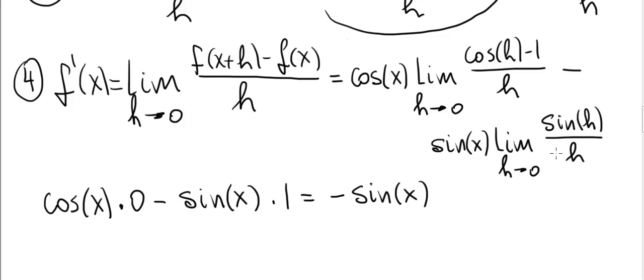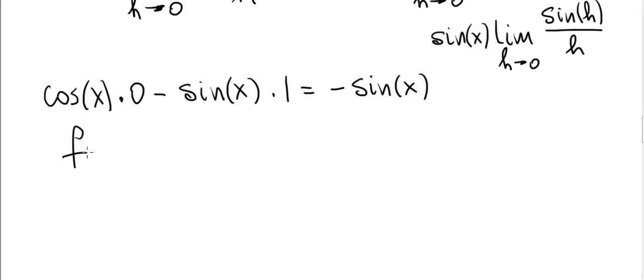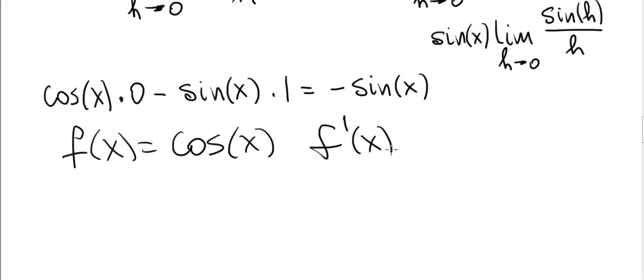So to summarize, we just used the definition of the derivative to show that if f of x is cosine of x, its derivative f prime is minus sine of x. You will need this fact, you'll need this result in many, many problems, not just in Calculus 1, but beyond.